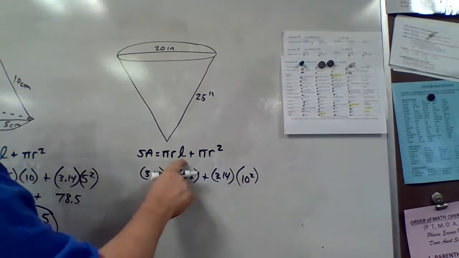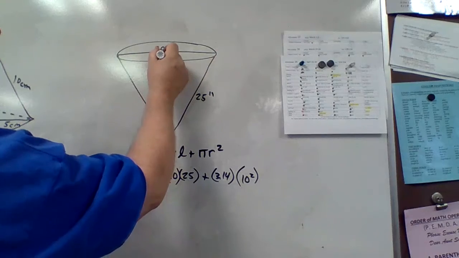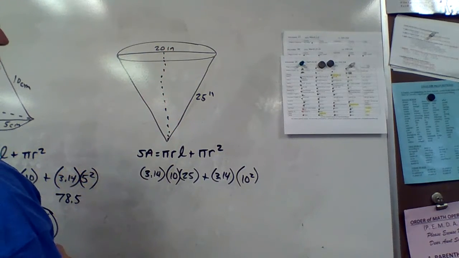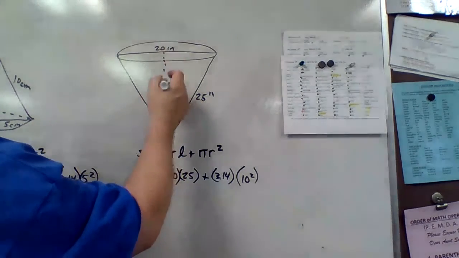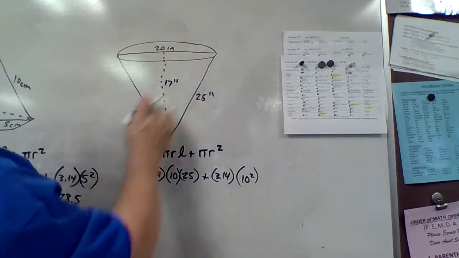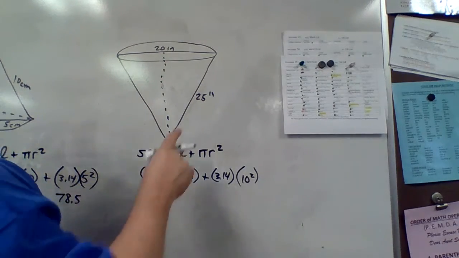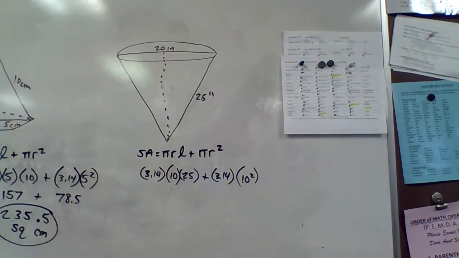Now, one thing about this lateral height business, the lateral height is not the same thing as this perpendicular height from the base. If this is 25, this might be somewhere around 17 or 18 or something like that. I don't know for sure. I can figure it out with the Pythagorean theorem. But remember, this height and the lateral height are not the same thing.